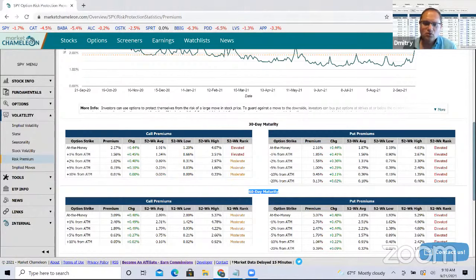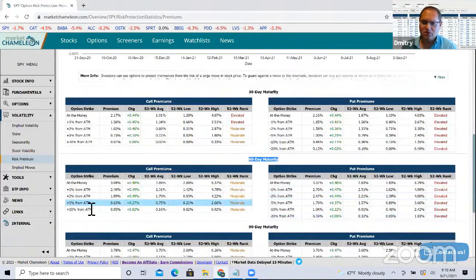And when we look at the wings, let's also pretend that in our mind there's an equal chance that it could go up 5% or down 5%.